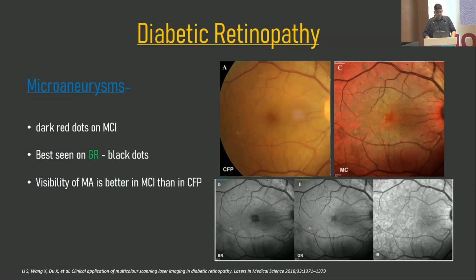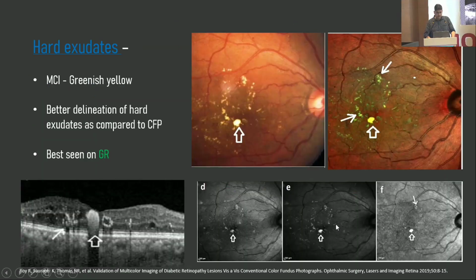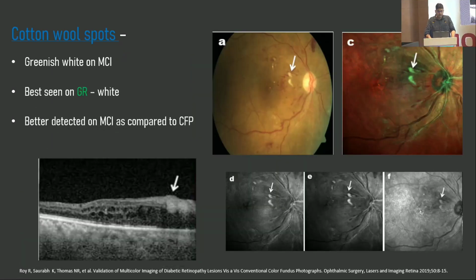So comparing the fundus photos, first of all, going towards diabetic retinopathy, the most common disease in today's scenario, we can see that the microaneurysms are clearly defined as dark red spots on multicolor imaging. Being found in the middle layers, they are best seen on a green reflectance image. The hard exudates are clearly defined on a multicolor image as greenish yellow spots. And again, being in the middle layers, they are well delineated on a green reflectance image. The cotton wool spots appear greenish white on a multicolor image. Again, they are best seen on a green reflectance image.